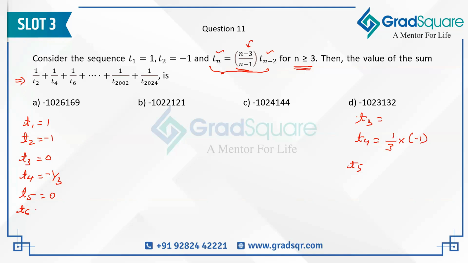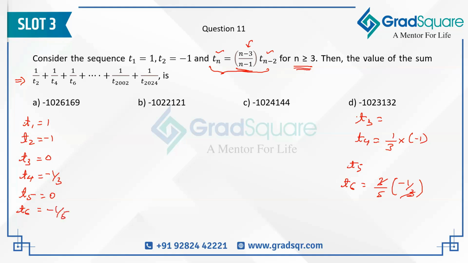If you look at T6, let's try to find out what T6 is. T6 is going to be 6 minus 3, which is 3, divided by 6 minus 1, which is going to be 5, into T6 minus 2, which is T4. And T4 was turning out to be what? Minus 1 by 3. So if you multiply this by minus 1 by 3, it will become minus 1 by 5.